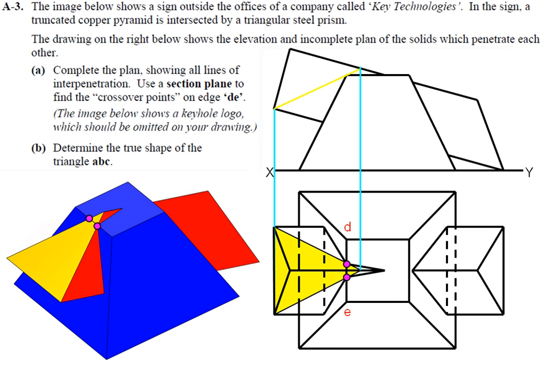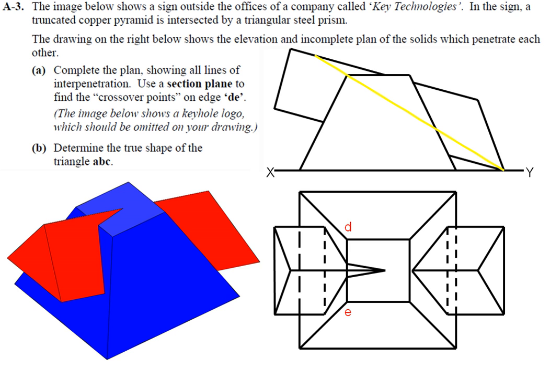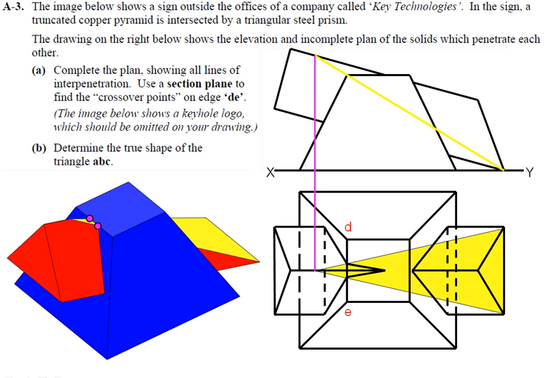And one final inclined cutting plane, which contains our bottom point here, and it's going through edge DE again. It has to. And that also gives us our intersection points. So we can take any section plane here as long as it goes through DE, and that should give you your crossover points.